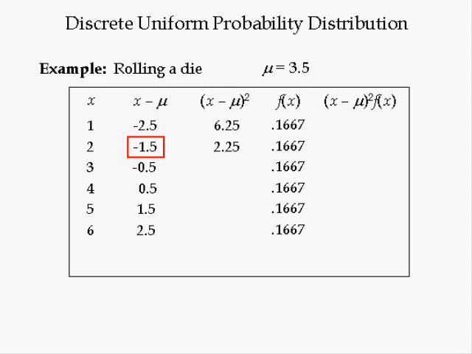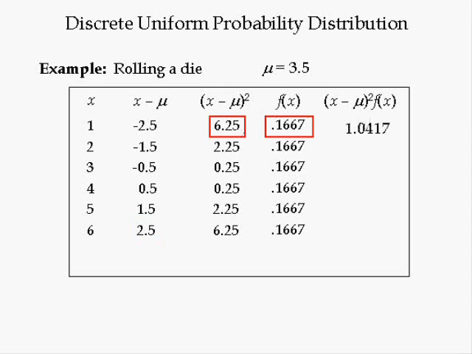The second squared deviation from the mean is found by squaring negative 1.5, which equals 2.25. The third squared deviation is found by squaring negative 0.5, which equals 0.25. The fourth squared deviation is found by squaring 0.5, which is 0.25. The fifth squared deviation is found by squaring 1.5, which equals 2.25. The sixth squared deviation is found by squaring 2.5, which yields 6.25.